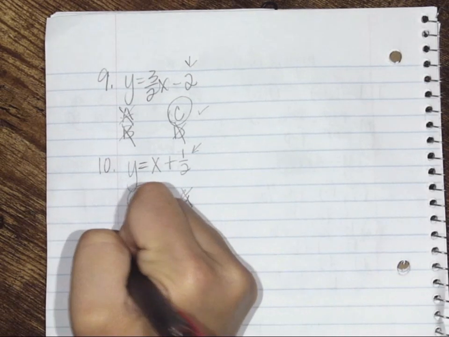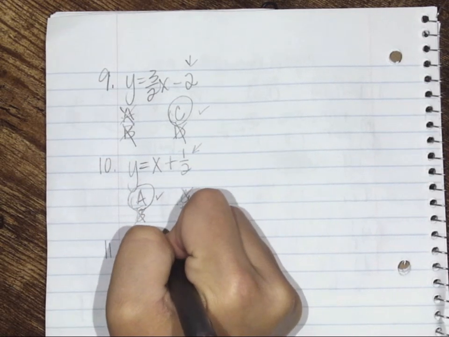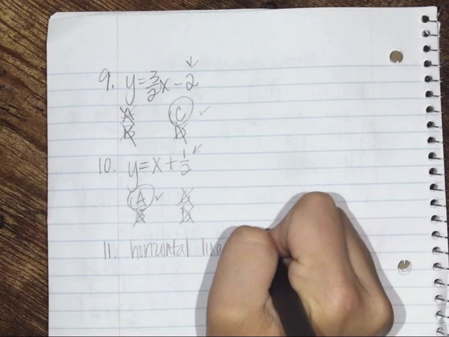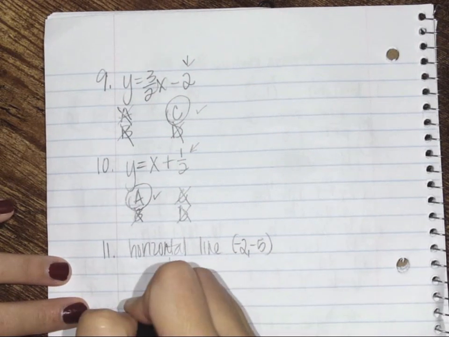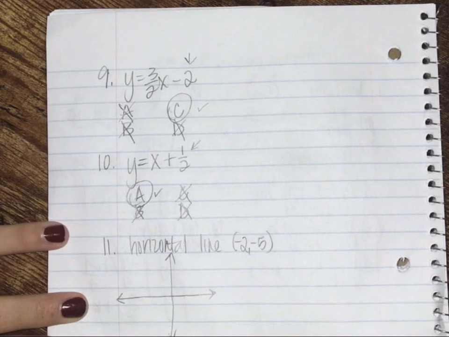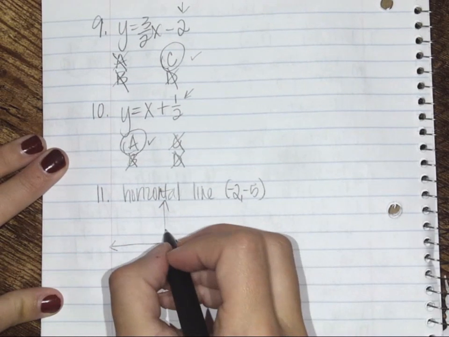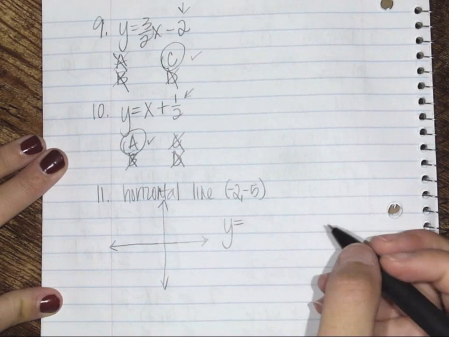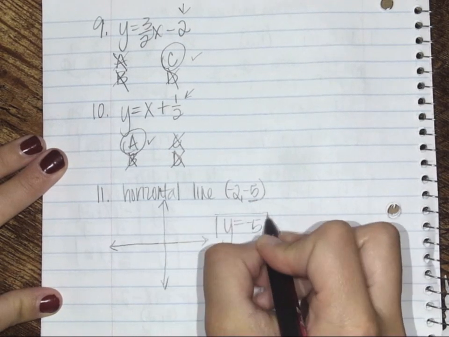Number 11, we need to write an equation for a horizontal line that goes through the point negative 2, negative 5. So if we think about our horizontal line, here's your graph. Your horizontal line is going to be like this, which means it's going to go through the y-axis. So since it goes through the y-axis, the equation is y equals whatever your y value is in the ordered pair.